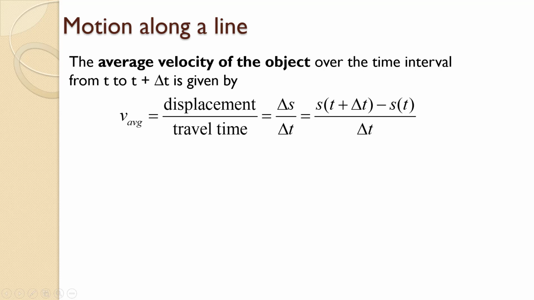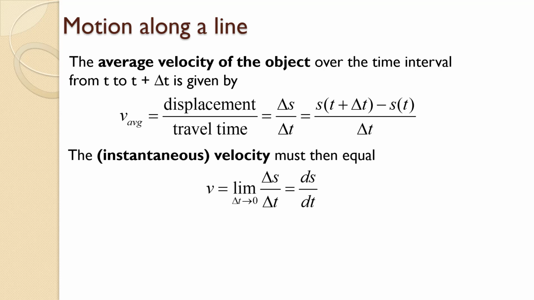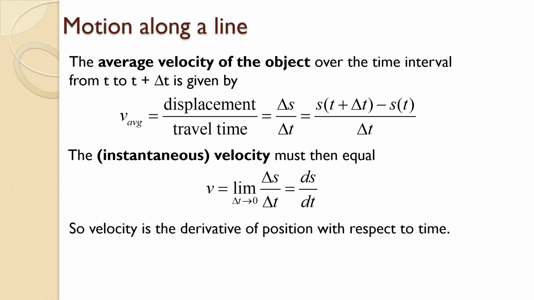So over this time period from t to t plus the change of t, we can compute the average velocity. It's just the overall displacement divided by the travel time. So it's the change of s over the change of t. Notice that's a difference quotient. So if I want to know the instantaneous velocity, all we do is take the limit of that as the change in t goes to 0. So symbolically, you can see then that velocity is nothing but the derivative of position with respect to time.